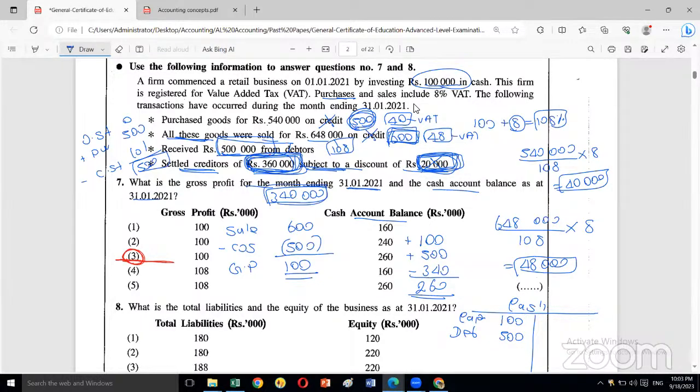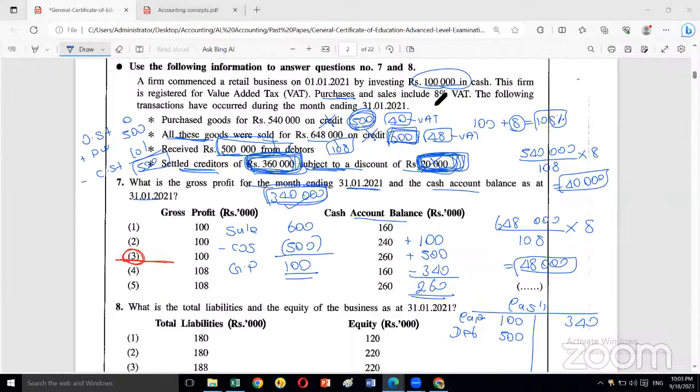From 360 they said, okay, no need to pay 20. So then I would have paid how much? 340. So if you balance this, finally you will get the balance of how much? 260. Now, can you explain how to calculate the VAT?